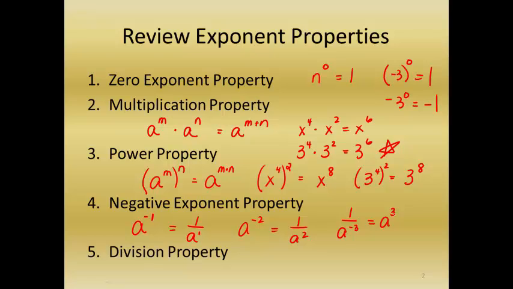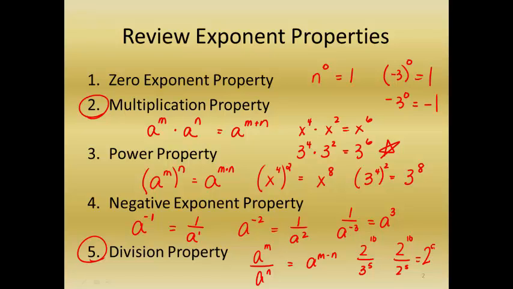All right, my division property: if I have a to the m over a to the n, I get a to the m minus n. Please keep in mind whenever I'm using the multiplication or the division property, my bases have to be the same. I cannot have something, for example, like 2 to the 10th power over 3 to the 5th power and do anything with that. I have to have the same base. So 2 to the 10th over 2 to the 5th will be 2 to the 5th because I'm going to subtract 10 minus 5.